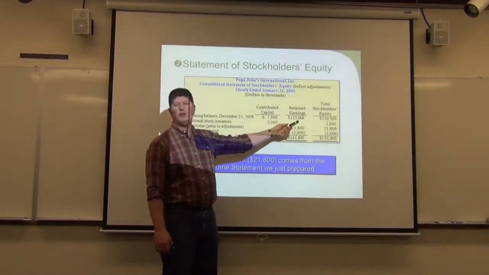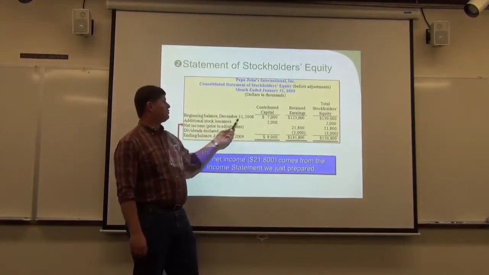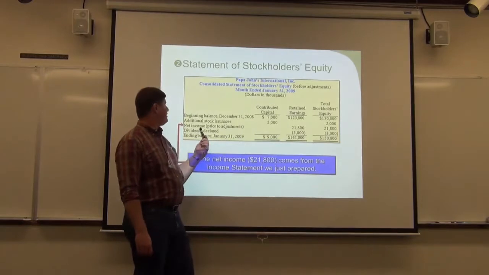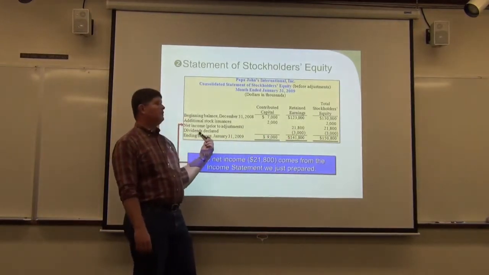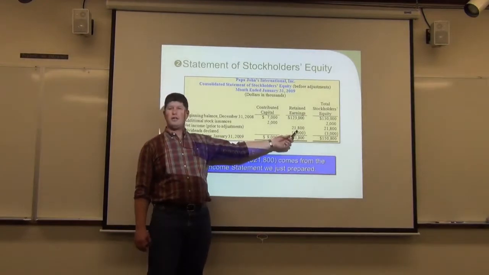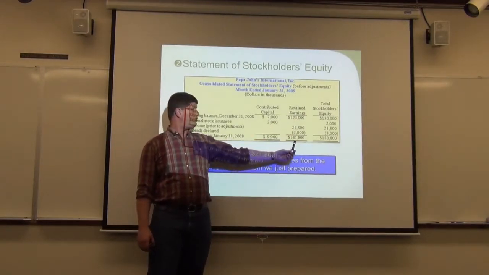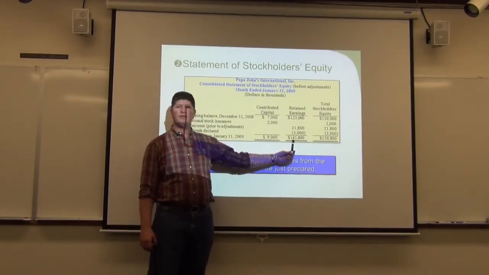Beginning balance of retained earnings. Stock issuances don't go there. Net income, though, increases retained earnings. We declared a dividend that would reduce retained earnings. So you do the math and you get your ending retained earnings.